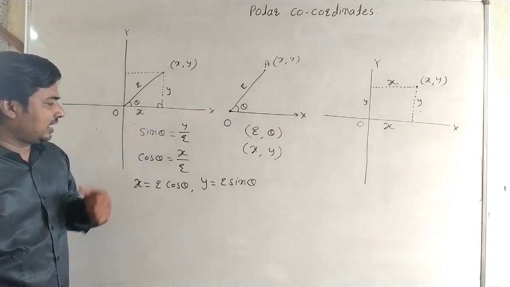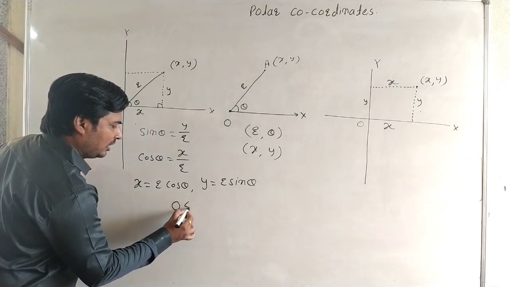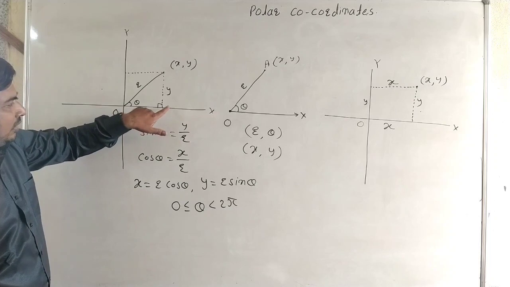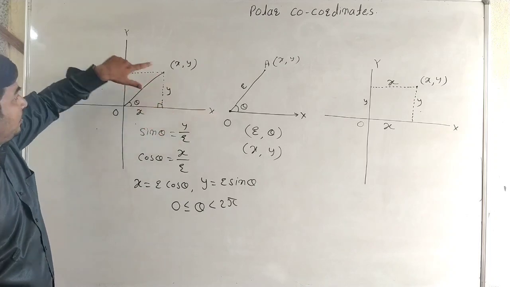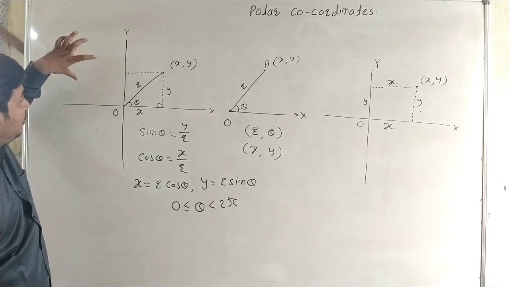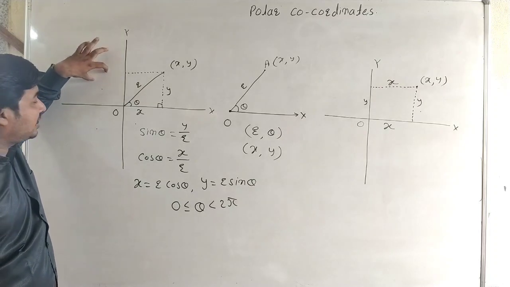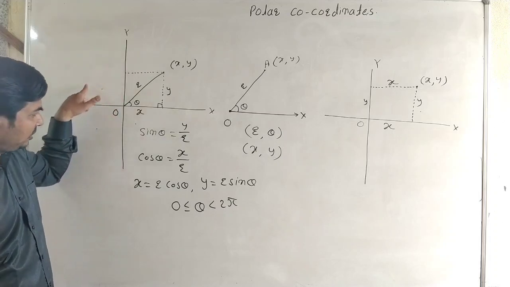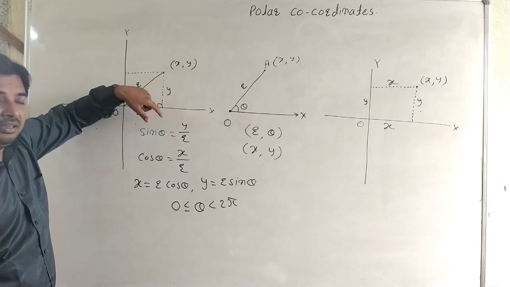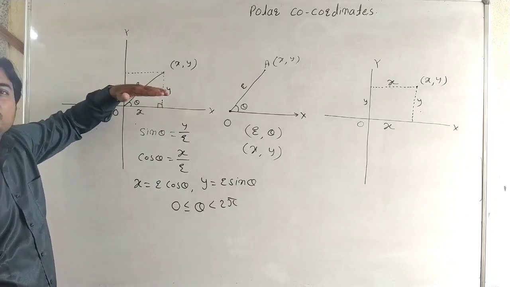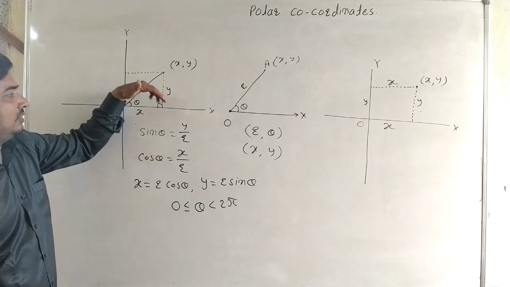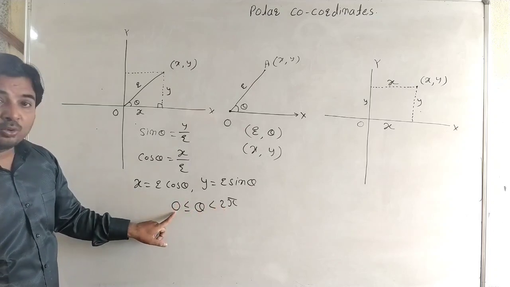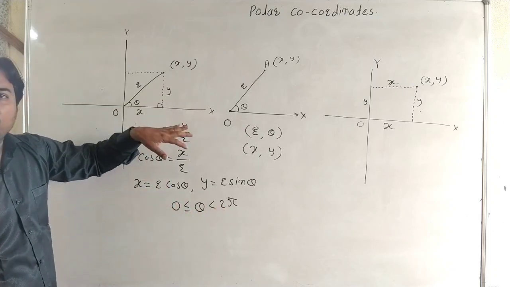Okay, that means for theta, the condition is 0 less than or equal to theta less than 2 pi. See carefully. When the point is on the positive x-axis, the angle is 0. When the point is on the positive y-axis, the angle is 90. When the point is in the second quadrant, the angle is between 90 and 180, that means pi minus theta. When the angle is in the fourth quadrant, it means 2 pi minus theta. And again on the x-axis, it is 2 pi, but here we consider it as 0. The value of 0 and the value of 2 pi are the same.